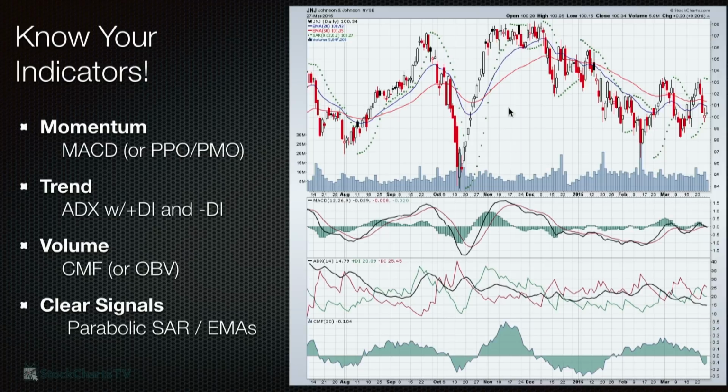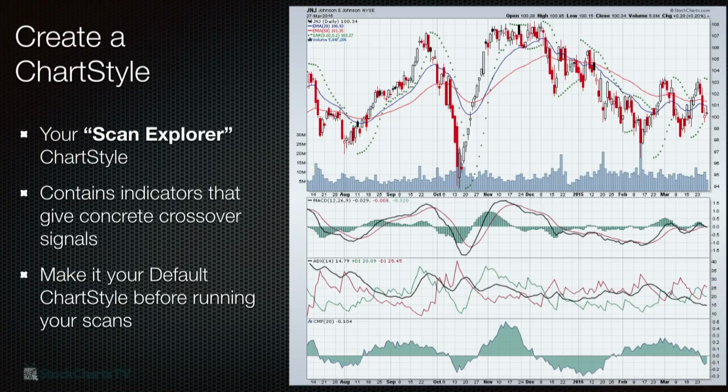So now that I've introduced you very quickly to those indicators, I want to show you how we could tie them all together into a setup.